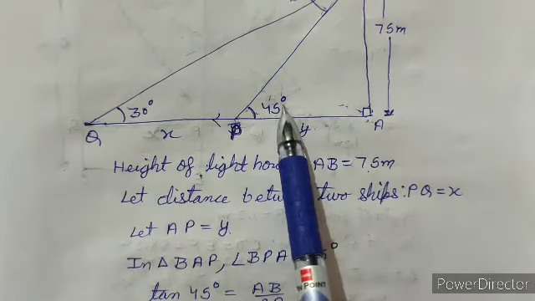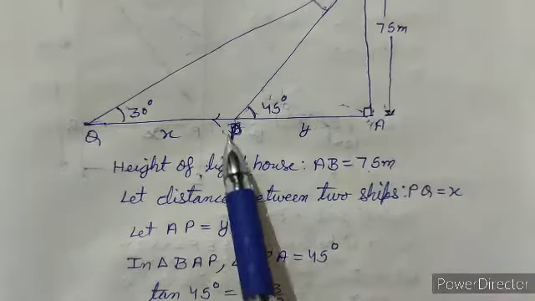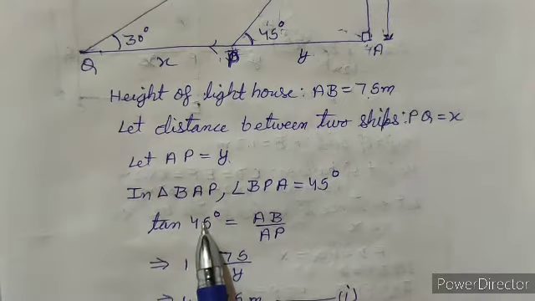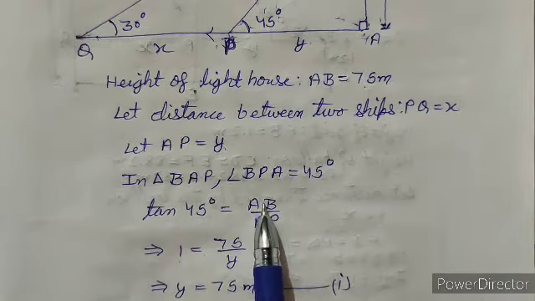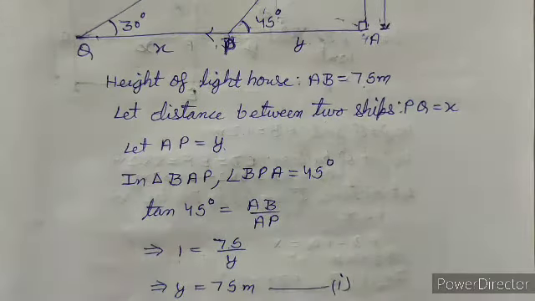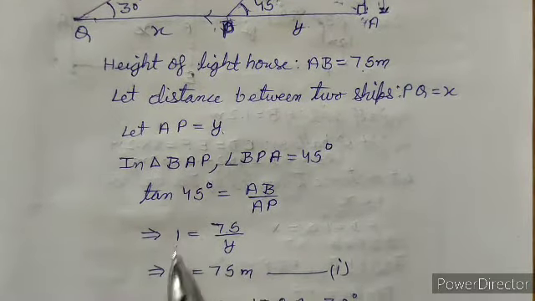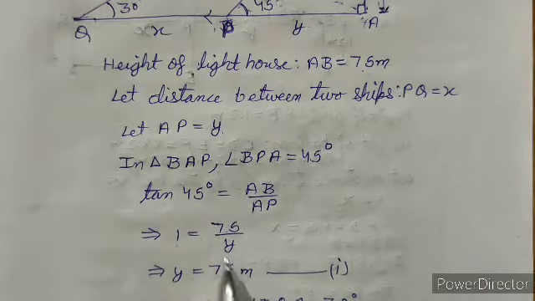So tan 45 will be equal to AB upon AP. Now, value of tan 45 is equal to 1. AB is given to us as 75 meter and AP we have taken as Y. So, on solving it, we will get Y equal to 75 meter.